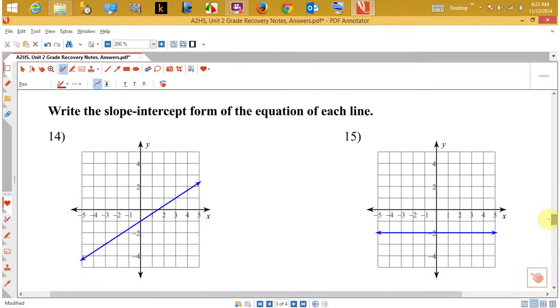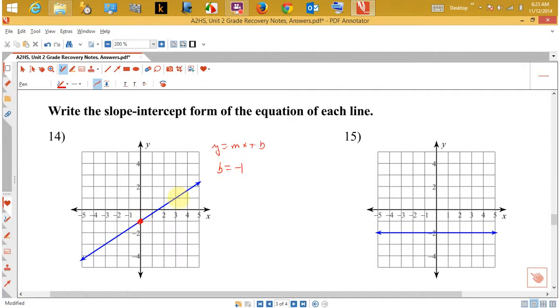Find the slope-intercept form of the equation of the line. Okay, well, let's try to use y equals mx plus b if we can. And we need to find the y-intercept, b. Well, there it is, right there. So b is a negative 1. And let's find the slope.